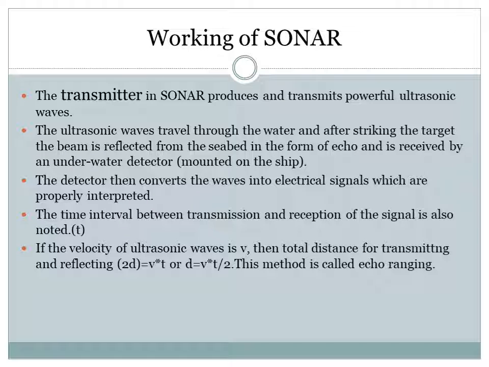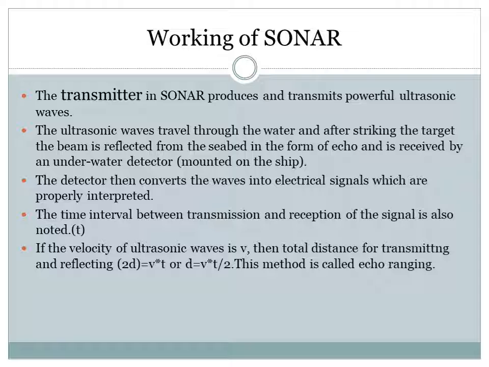Let's talk about the working of sonar. The transmitter in the sonar produces and transmits powerful ultrasonic waves. The ultrasonic waves travel through the water, and after striking the target, the beam is reflected from the sea bed in the form of an echo, and it is received by an underwater detector which is mounted on the ship. The detector will then convert the waves into electrical signals which are properly interpreted. The time interval between transmission and reception of the signal is also noted, and it is represented as small t.